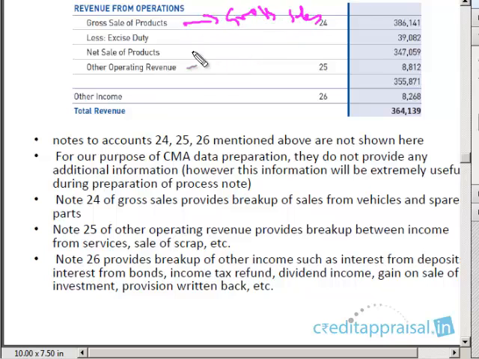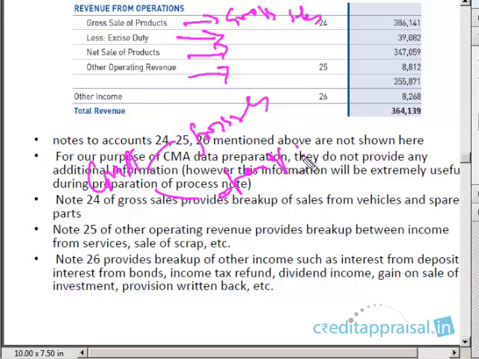Excise duty we have a separate entry for this. We can put it in the excise duty. Net sales of course gets automatically populated. Other operating revenue, CMA data does provide for a separate entry for other operational income. That means it provides gross sales and other operating income separately, but usually companies add them up. You can put it on the gross sales. So 386,141 plus this 8812 you can directly put in the single, and this other income of course goes to the non-operating income.